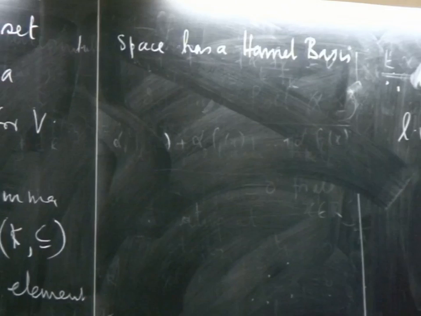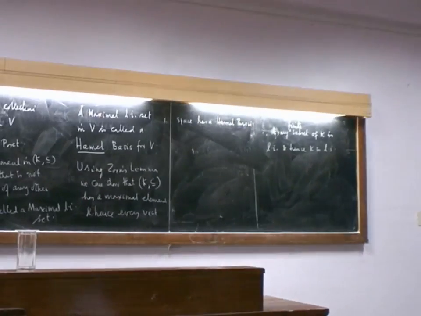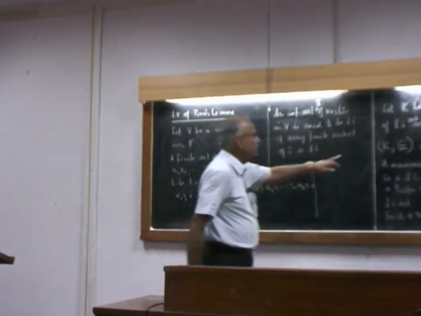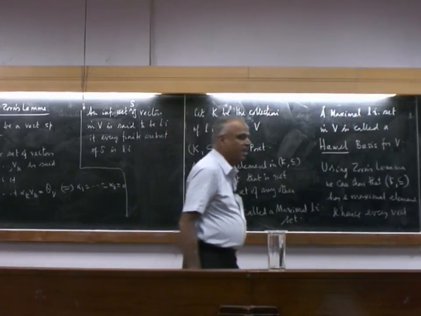How do I use Zorn's lemma here? So, in order to apply Zorn's lemma to this poset, what does Zorn's lemma ask? If in a poset every chain has an upper bound, then there is a maximal element. So, I am given the poset, I want to conclude a maximal element. So, the in-between thing, namely that every chain has an upper bound, is what I have to verify. So, we must show that every chain in this collection of linearly independent sets has an upper bound.